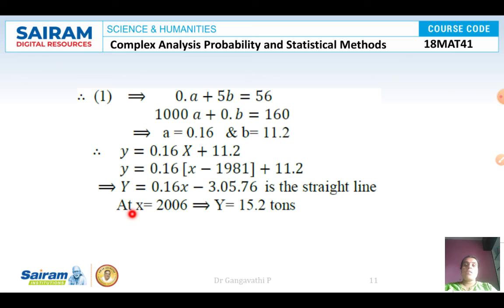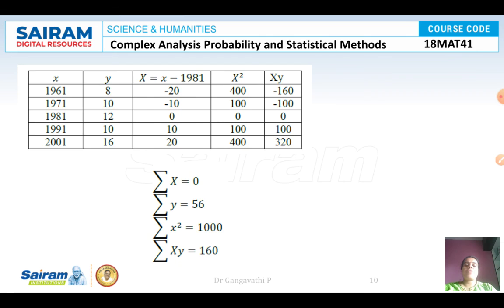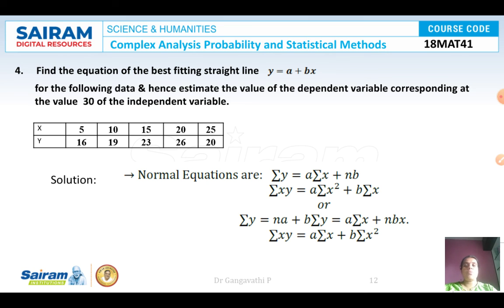Now it has also asked us to evaluate the production in the year 2006. So we have to find the production in the year 2006. That means x is equal to 2006. Put x equal to 2006 here, and the value of y is 15.2 tons. So this is how you need to work out the problems.